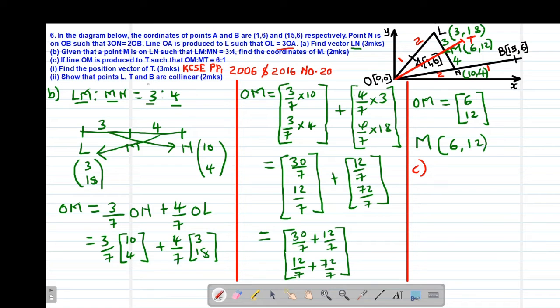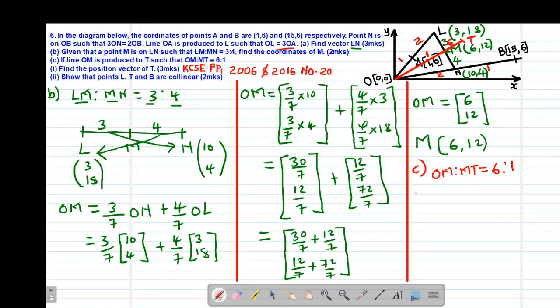So we are told that they are produced such that the ratio of OM to the ratio of MT is 6:1. So this is my OM. So this particular ratio is 1. Then MT, this other ratio is 6. So this is 6, the ratio of MT is 6. Then of course OM, the ratio is 1.